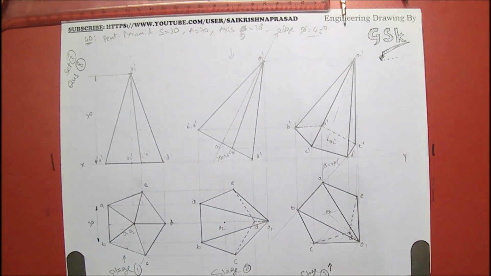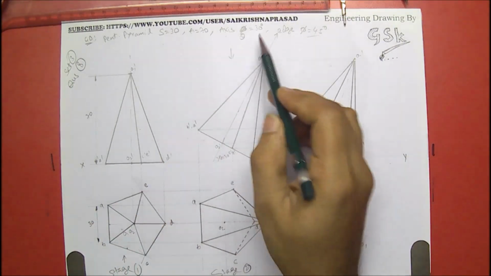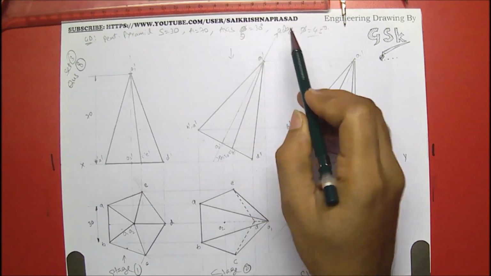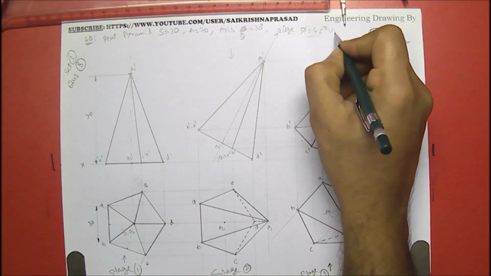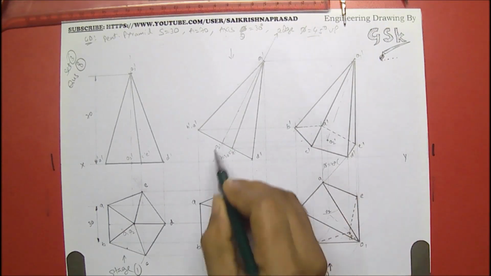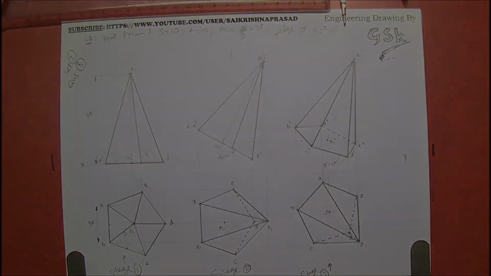So in this way we have to draw the projections of a pentagonal pyramid, side 30, axis 70, axis inclined at HP to the 30 degrees and edge is inclined at 45 degrees to the VP. So this is the edge that is inclined at 45 degrees to the VP, and this axis is 30 degrees inclined to the HP. With this we have finished this projections of a pentagonal pyramid.